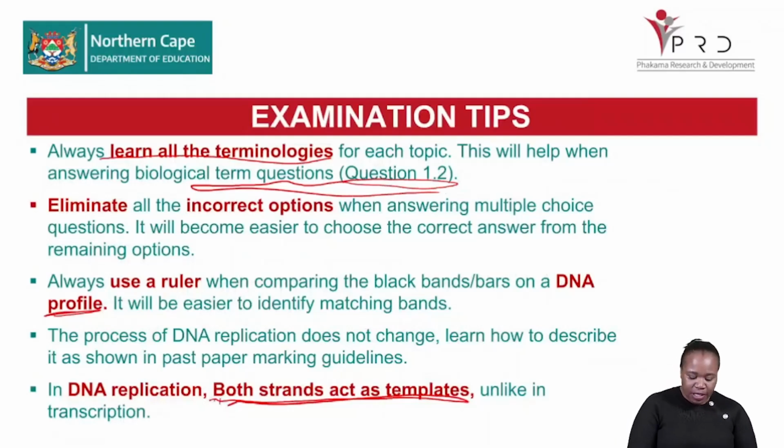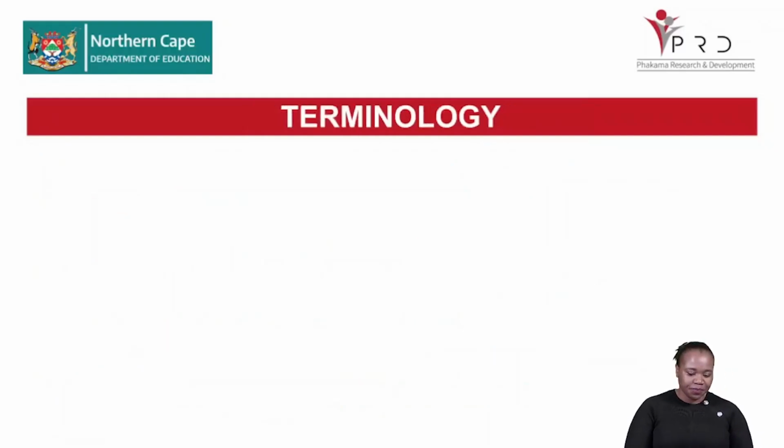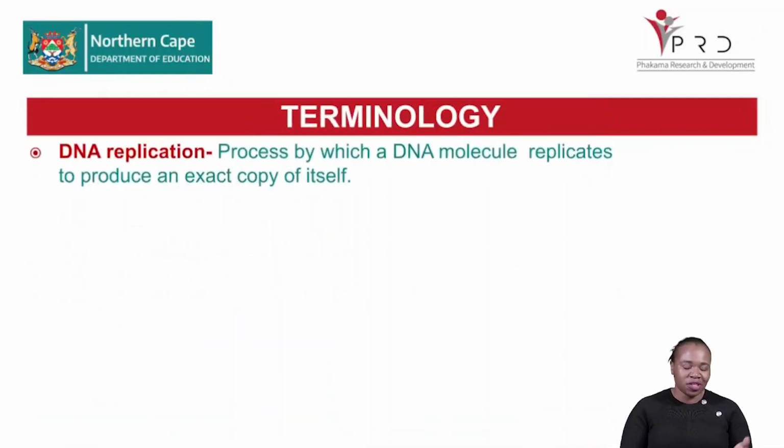Remember, in DNA replication, both strands serve as a template, whereas in transcription, one strand serves as a template. Okay, speaking of terminologies, let's have a look at our terminologies for today's topic. DNA replication: this is a process by which a DNA molecule replicates to produce an exact copy of itself.